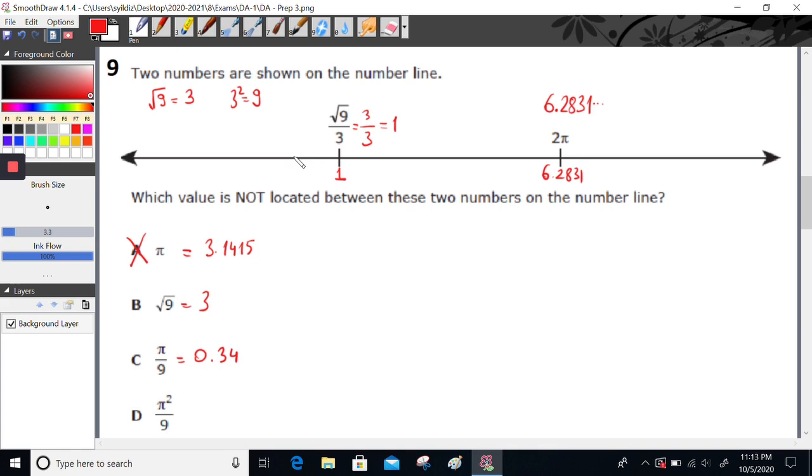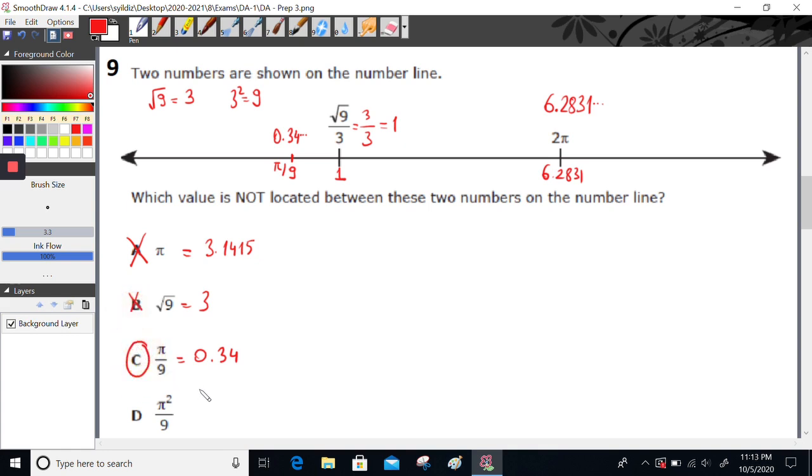It must be somewhere around here, right? It must be on the left side of 1, okay? So it's going to be to the left of 1, 0.34, which is also pi over 9. Actually, this is not 0.34. It keeps going on forever. But as you see, it's not between these two numbers, so the answer is going to be C here.